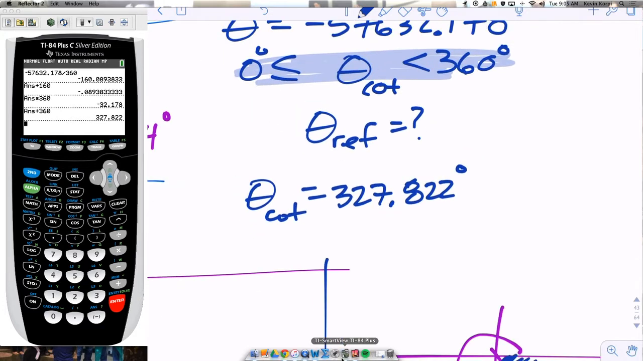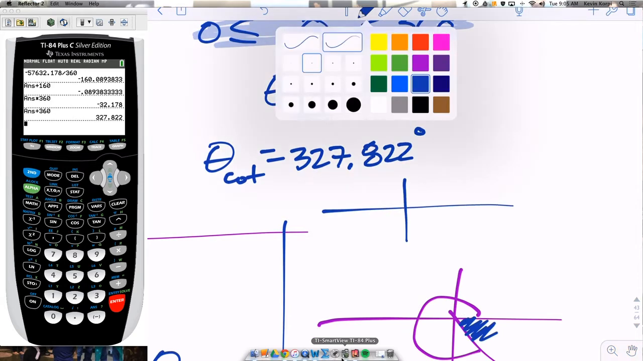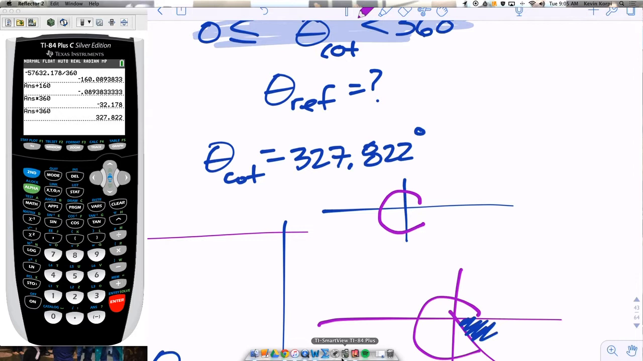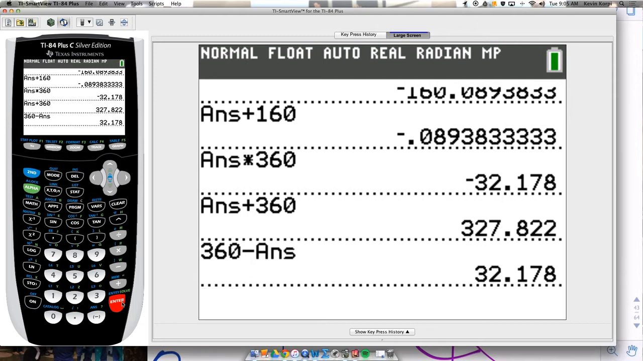Okay, and then from there, we need to find the reference angle, which maybe you already know the answer. If you can figure out where this angle terminates, 327 terminates down here in quadrant 4. So the reference angle is going to be the measure of rotation between that terminal ray and the positive x-axis, which is just short of a full rotation. So the reference angle should be, as we already said, 360 minus that angle. And so if you let the calculator store the number, 360 minus the answer, second negative, you get the positive version of that coterminal angle, 32.178.